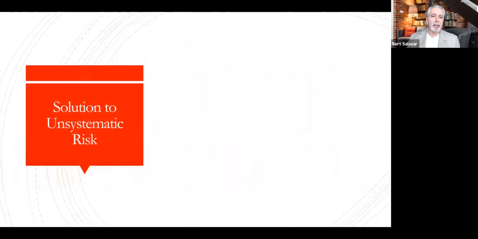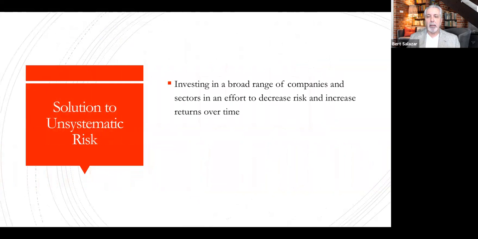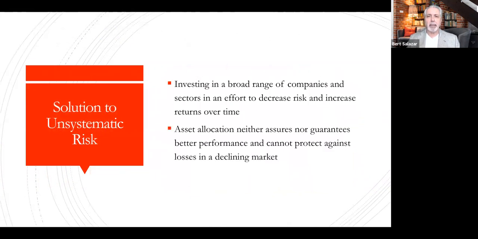Now, what is the solution for an unsystematic risk? Well, number one, you want to be able to invest in a broad range of companies in order to have diversification, and not only in a broad range of companies, but also in a broad range of sectors. So if you're able to do that, at least you're going to have the ability to mitigate some of those individual stocks that may have certain volatilities above and beyond the averages from that perspective.